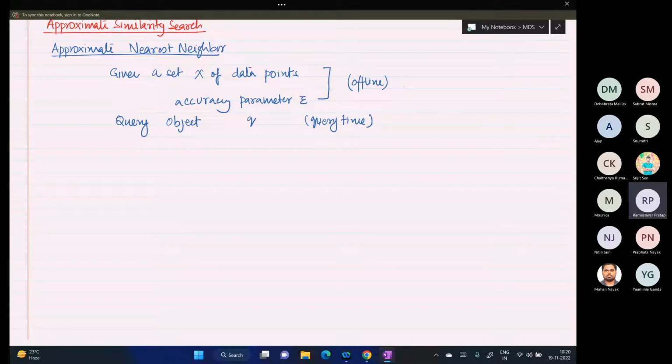So here basically the setting is we are given our data set and some parameter, and using that we can pre-process our input the way we want. The constraint is that at runtime we are given the query point, and our aim is to find the point in the data set X which is most similar to the query point. As there is this accuracy parameter epsilon, it captures the error that we can allow in the result of the algorithm.